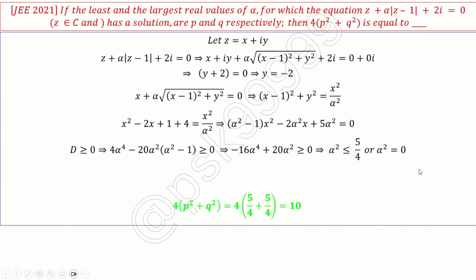So minimum and maximum values of alpha are minus square root of 5 by 2 and plus square root of 5 by 2. This is nothing but my p and q. So 4 times (p square plus q square) is nothing but 4 times (5 by 4 plus 5 by 4), which is 10. This is the answer. Hope you understand. Next.